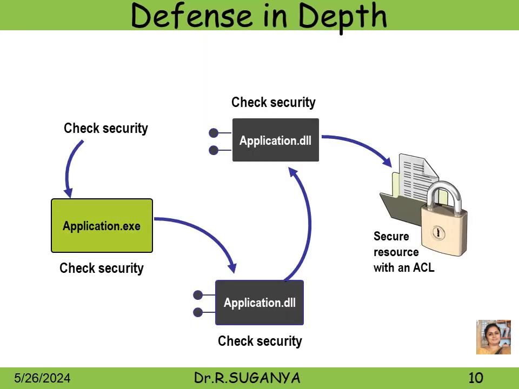Defense in depth for an application: check the security, secure the resources with an ACL, and check the .exe files. The security check will also cover all the DLL, that is, dynamic link library files. So defense in depth is all about securing all the applications which have library files.